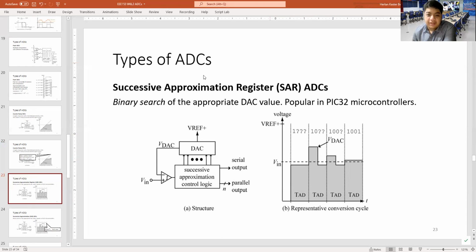After the first cycle, we say the input is over here. After the second cycle, the input is over here. After the third cycle, the input is over here. And so on and so forth.